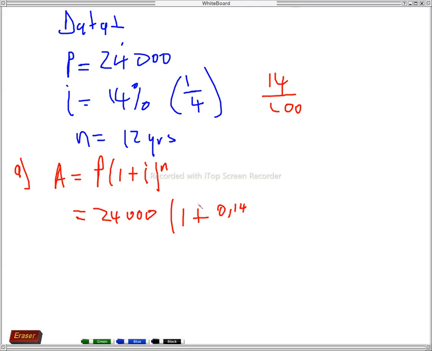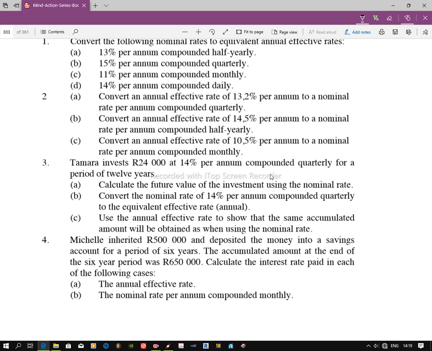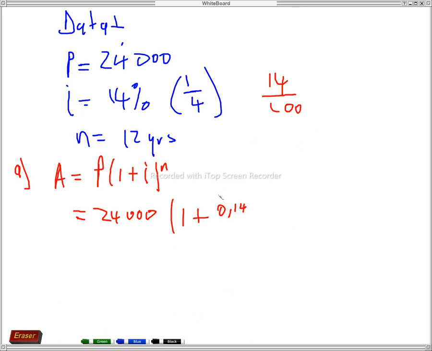So you remember what they told you in the statement? Let's just go back again. They said 14% per annum compounded quarterly for a period of 12 years. So let's go to the board. Since it is compounded quarterly, we just divide by 4, and then it's 12 years, so we multiply 12 by 4, and from here you just punch your calculator and you'll get your correct answer.